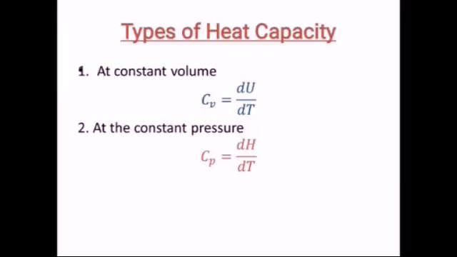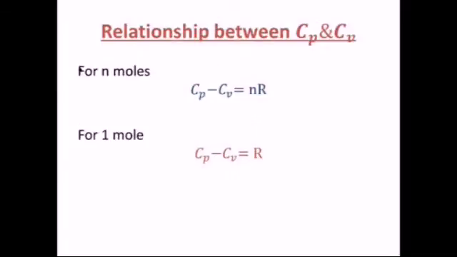Okay, then moving on to the next slide, we have a relationship, which is also very important: the relationship between Cp and Cv. Cp minus Cv equals nR for n moles, and for 1 mole the relationship becomes Cp minus Cv equals R. So a question can be asked directly from this expression. And one point that you should remember is that this expression is obeyed only for ideal gases.